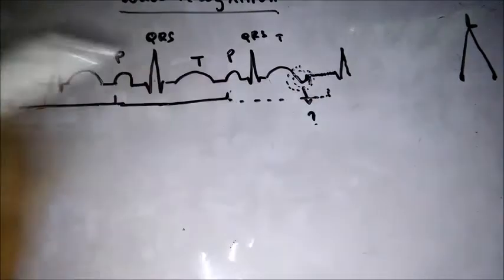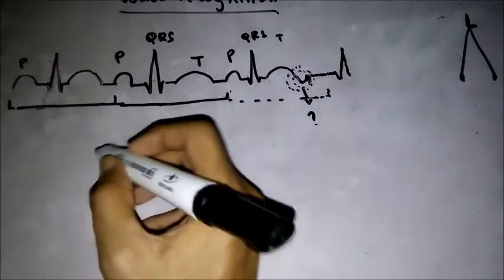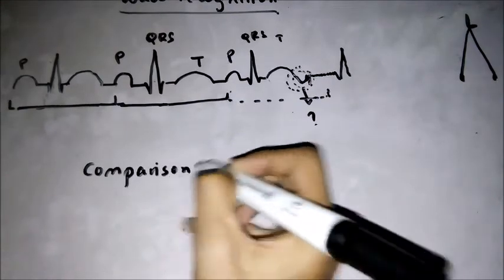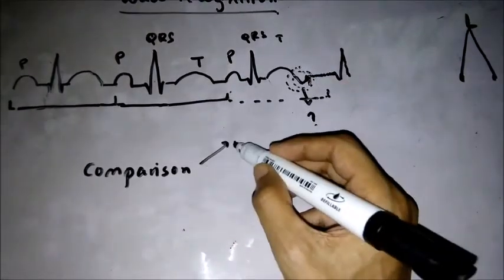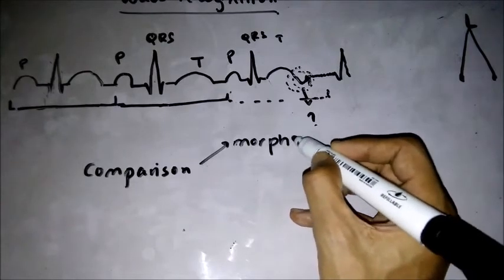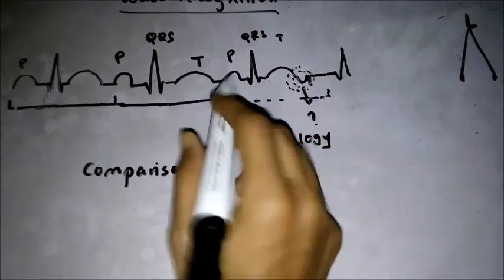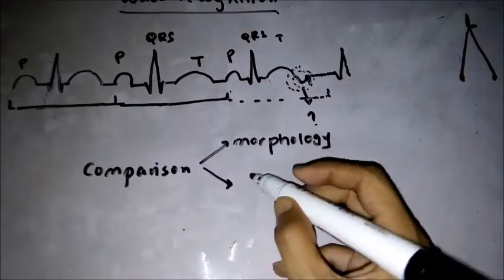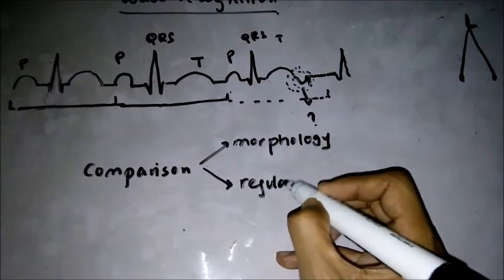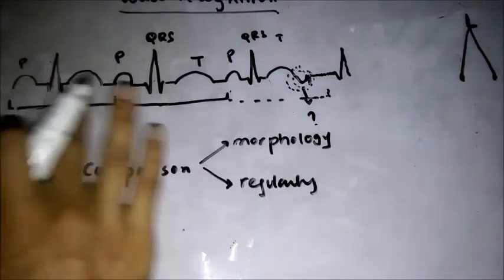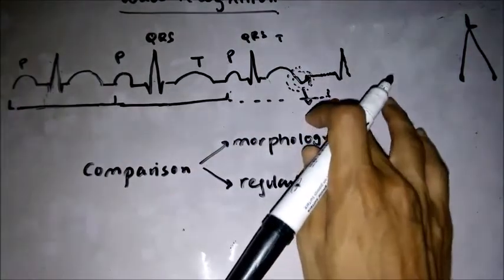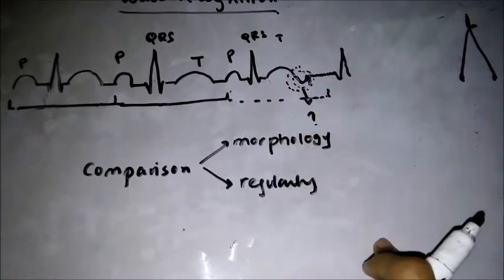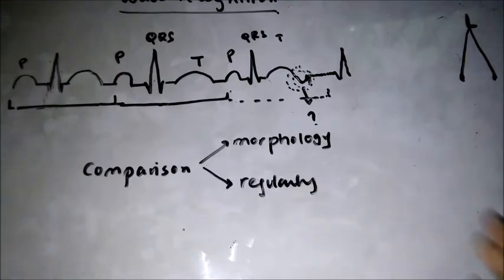So the purpose of giving this example was that the comparison is made on two things. The comparison is made on the morphology of the wave. Here we saw that the morphology of the P wave was not what it normally looks like, as we could see over here. The other thing is that the comparison is based on the regularity. These P waves were occurring in a regular fashion, but here you saw something which was not quite regular. You saw that this was occurring way before time.